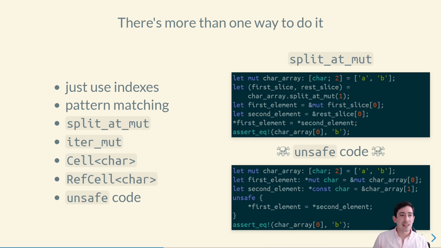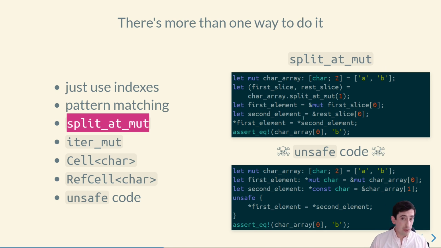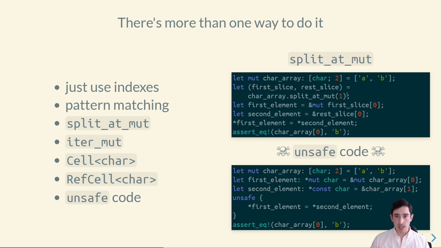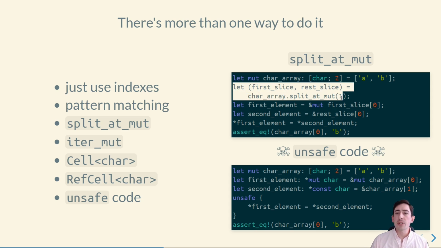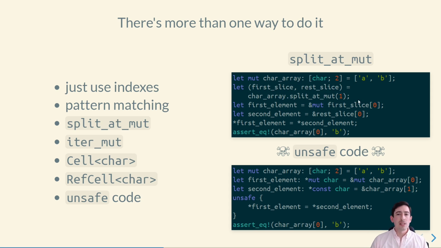Pattern matching is a little bit fancy. We're not going to look at it. It does work in this case. I want to look at split_at_mut real quick because I think it's quite interesting. split_at_mut is a method on slices, and slices are like a borrowing view. The same way string view is a view into a string, a slice is a view into an array or a vector. So anything that is a slice or like a slice has this split_at_mut method.